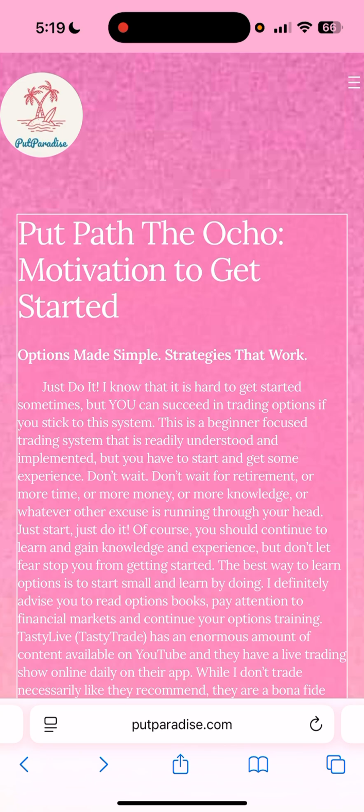Don't wait, do it today. Don't wait for retirement. Don't wait for more money. Don't wait till you get more time. Don't wait till your kids are in college. Just do it. I just want you to take that first step with the left foot and the right foot, and the left foot and the right foot. Just keep going forward.